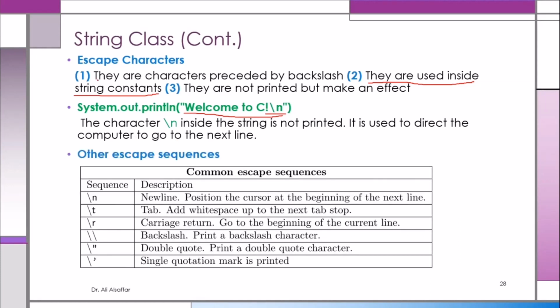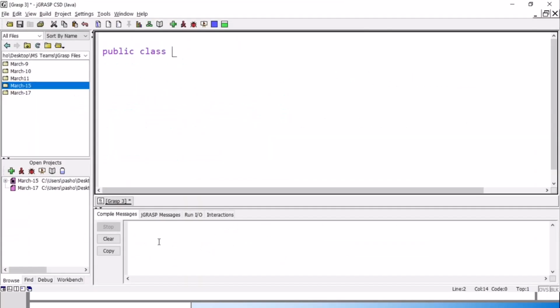There are other backslash characters called escape characters. We have backslash n for a new line, backslash t for tab, backslash r for return. This will take you to the beginning of the current line. It will not go to the next line, but it will take you to the beginning. And backslash backslash will print a backslash, backslash double quotation will print a quotation, and backslash single quote will print a single quote.